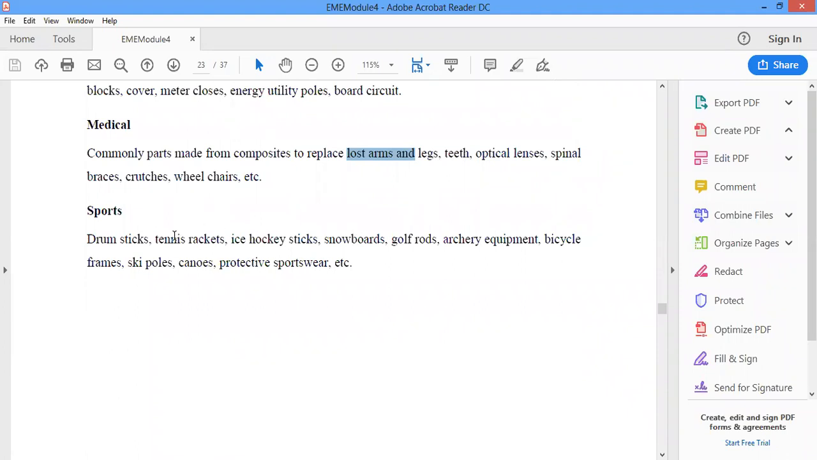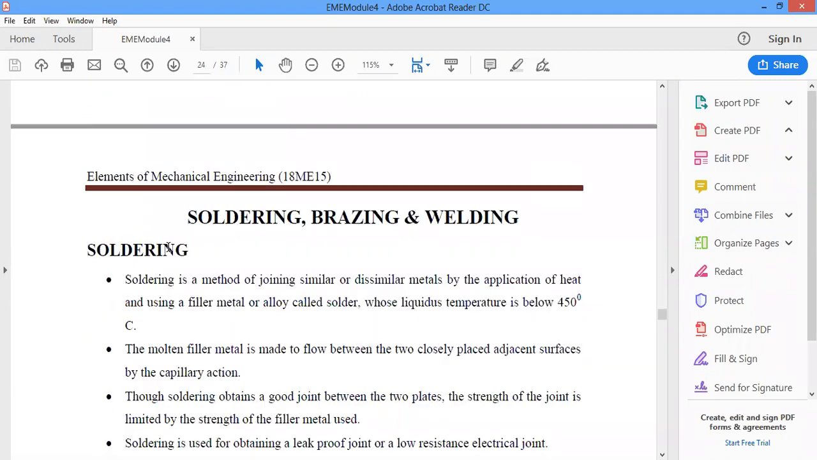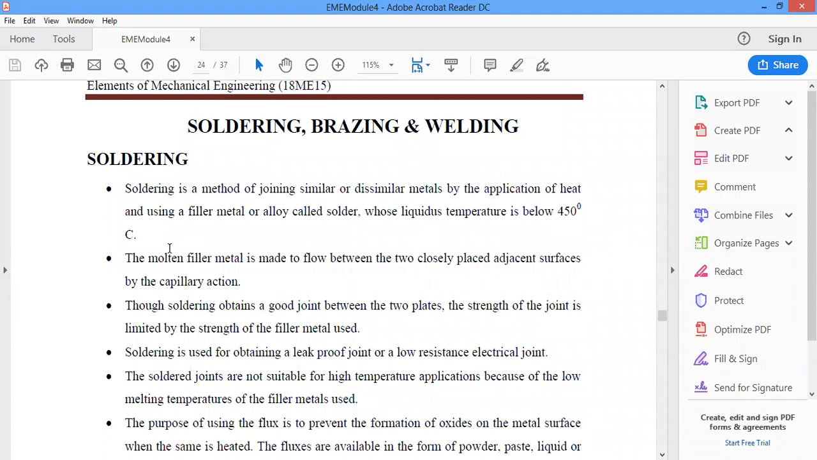Coming to sports, tennis rackets were previously made of metal, which used to be very heavy. But once composites were invented, tennis rackets came to be made of composites, so they are light in weight as well as very high in stiffness. Similarly, they are used in golf rods, archery equipment, and bicycles, which need to be lightweight so we can lift them very easily. All these are made of composite materials. So this is all about the engineering materials that we have.